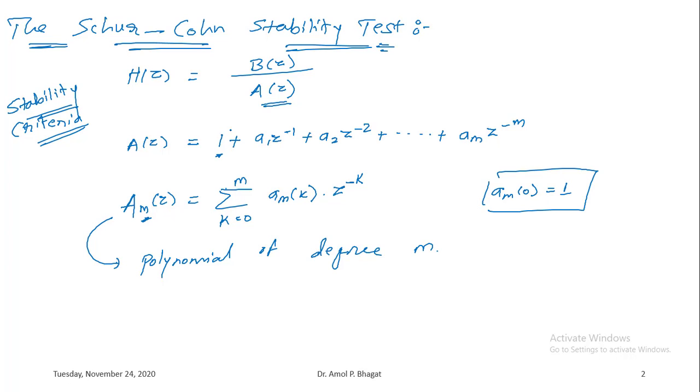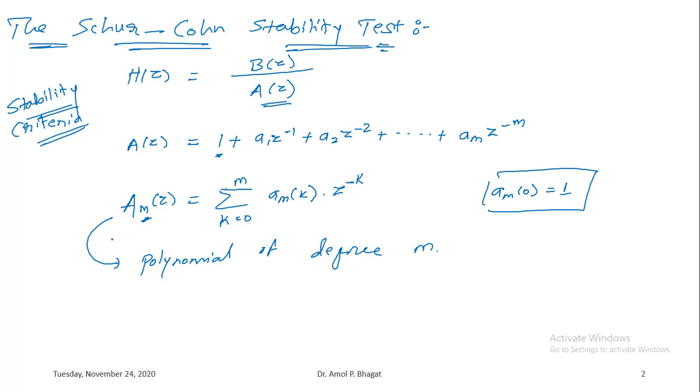So whatever denominator is there, in that denominator the first term should be 1 and the remaining terms should be the coefficient terms of z, in such a way that z inverse, then z to the power minus 2, up to z to the power minus n, depending on how many terms are there in the denominator. So the reciprocal or reverse polynomial of this Am of z is denoted as Bm of z, right?